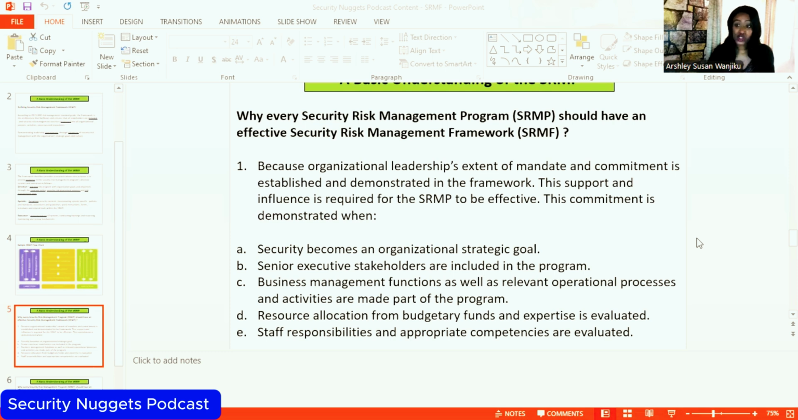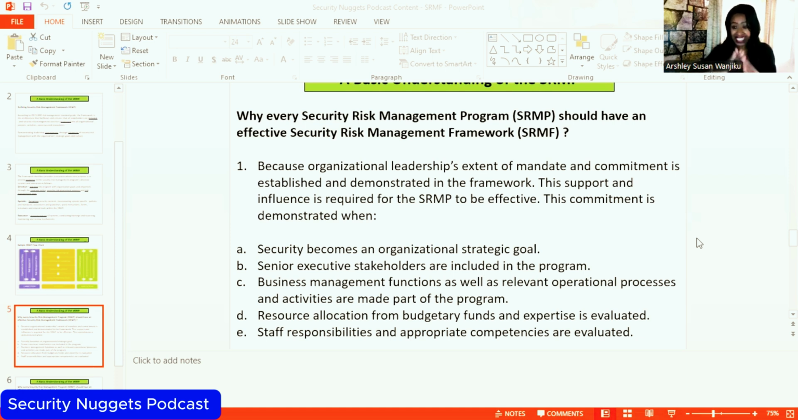And as you're evaluating responsibilities, those staff competencies have to be evaluated as well, so that you can ensure that responsibilities are allocated to the appropriate staff because they have the relevant competencies for that. Now, that is one of the reasons why it is very important for you to have an effective security risk management framework within a security risk management program, okay?